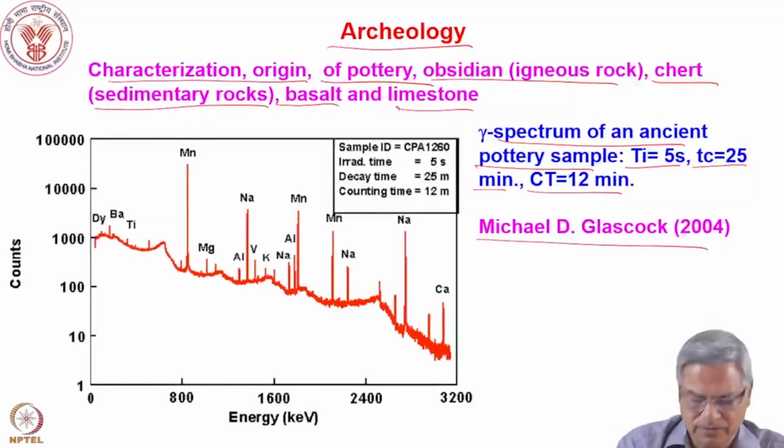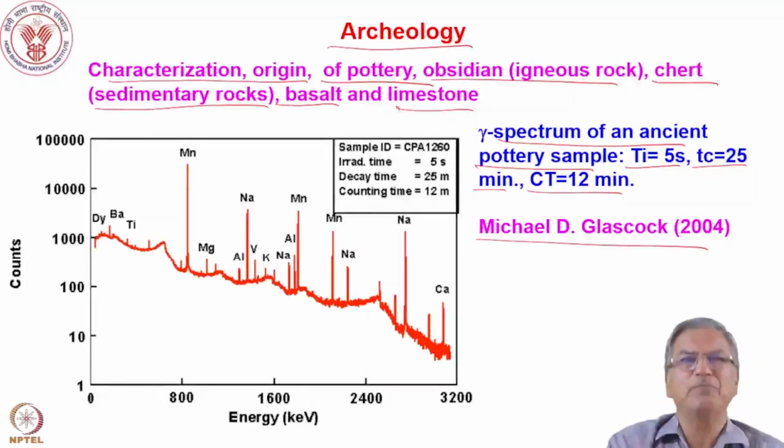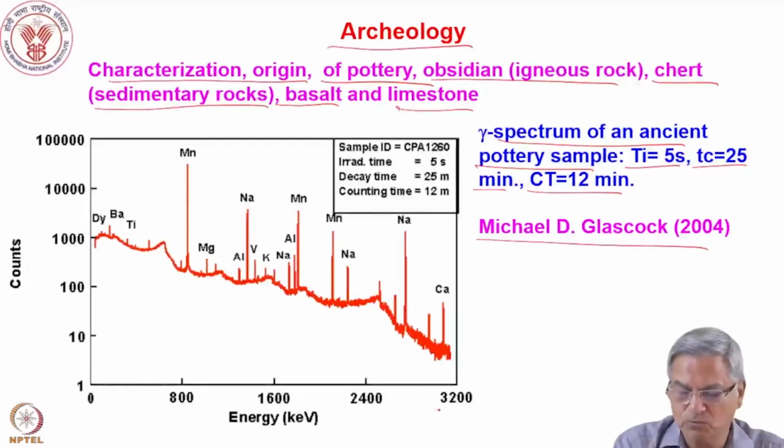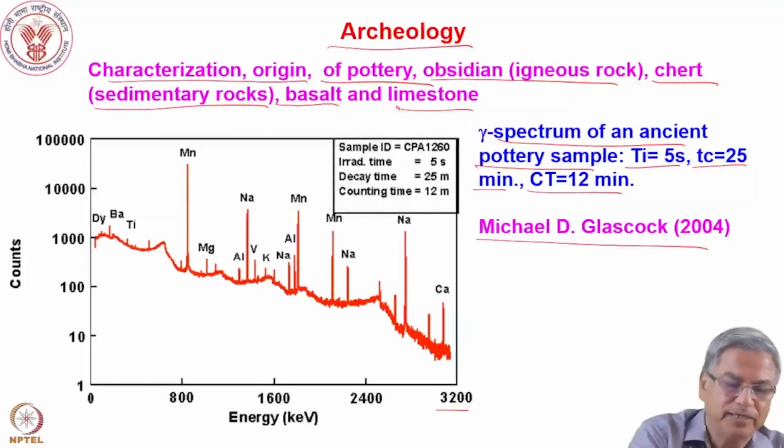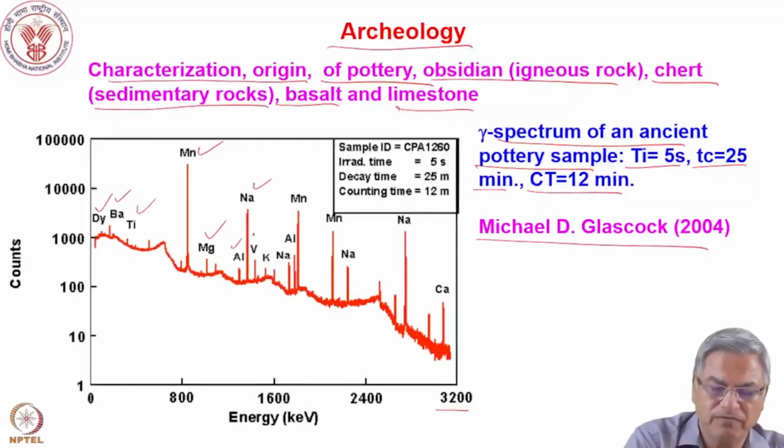And you can see here the interesting aspect of this is the typical gamma spectrum of an HPGe detector. You have up to 3 MeV, 3000 keV. So you can see a large number of elements, the isotopes, amenable to gamma ray: dysprosium, barium, titanium, manganese, magnesium, sodium, aluminum, vanadium, potassium, all elements.